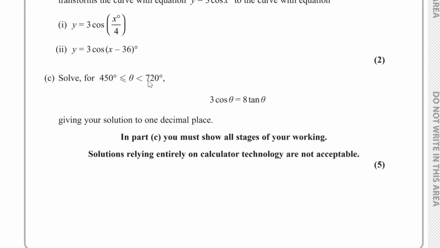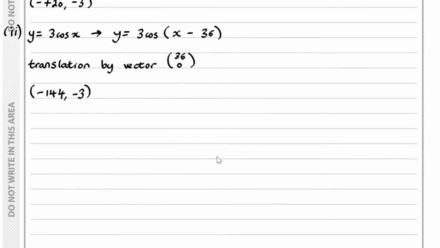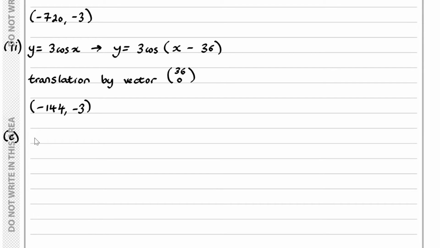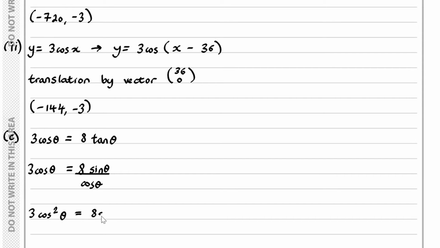Now for part C, we have to solve for theta being in between 450 and 720, the equation 3 cos theta equals 8 tan theta. We have to give our solution to one decimal place. So for part C of the question, we have 3 cos theta equals 8 tan theta. And the first thing which you should think about, what is tan theta the same as? Tan theta, that's the same as sine theta over cos theta. So here we have 8 times sine theta over cos theta. And on the other side we have 3 times cos theta. And if I multiply both sides by cos theta, we end up with 3 cos squared theta equals 8 times sine theta.